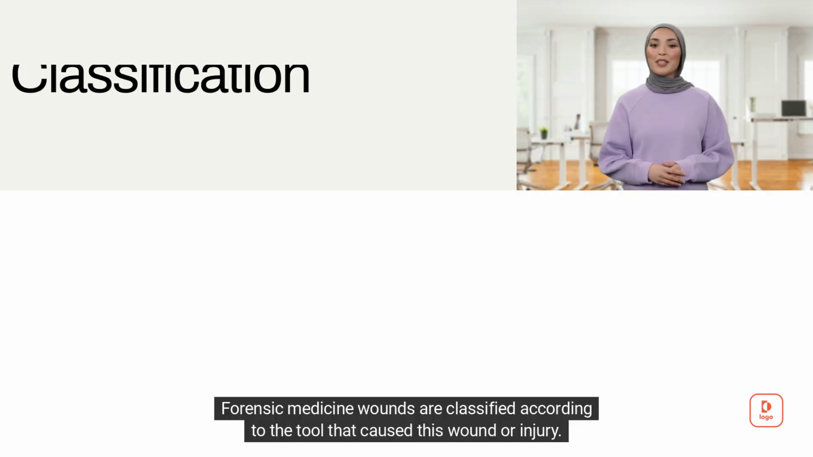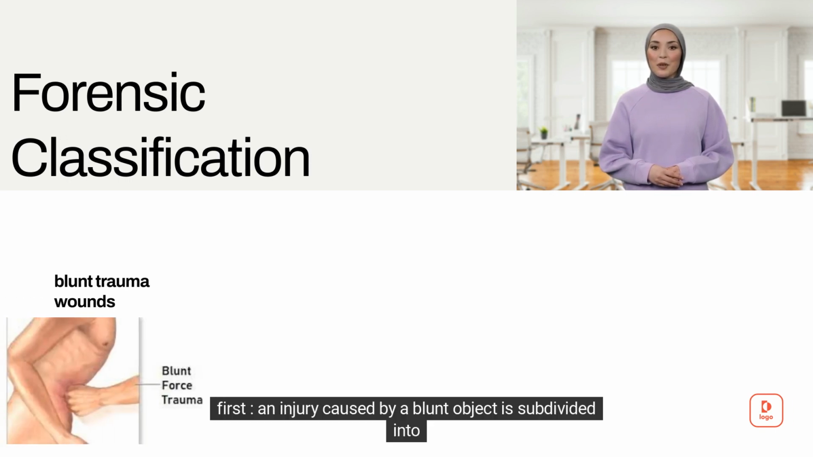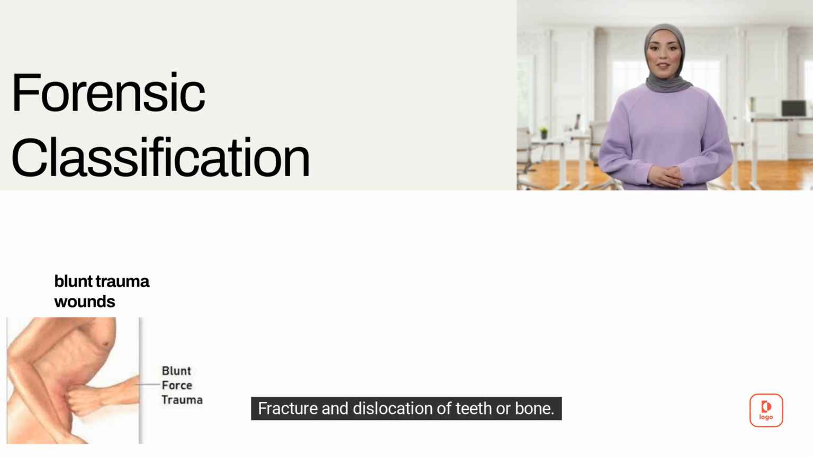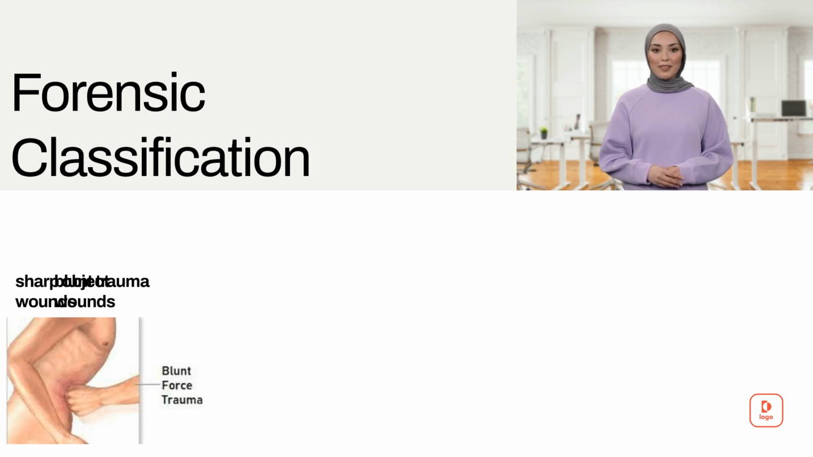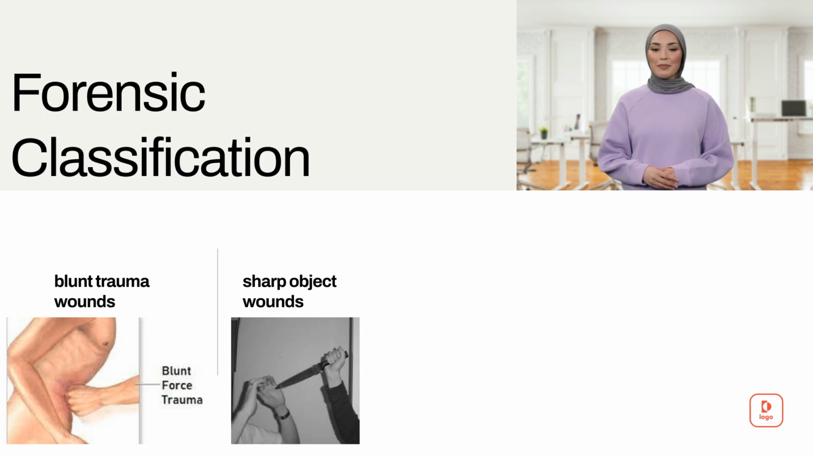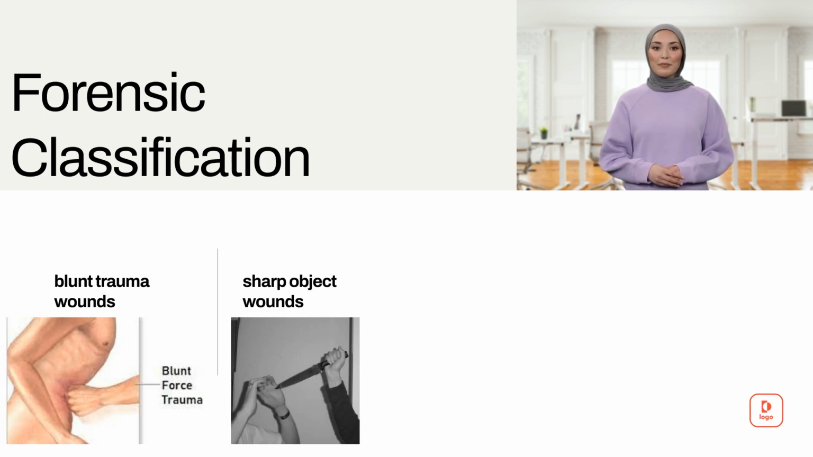In forensic medicine, wounds are classified according to the tool that caused the wound or injury. First, an injury caused by a blunt object is subdivided into a bruise or contusion, abrasion, laceration, fracture and dislocation of teeth or bone. Second, an injury caused by a sharp-edged weapon is subdivided into incised wound and stab wound.